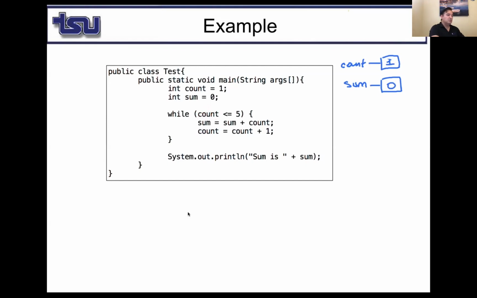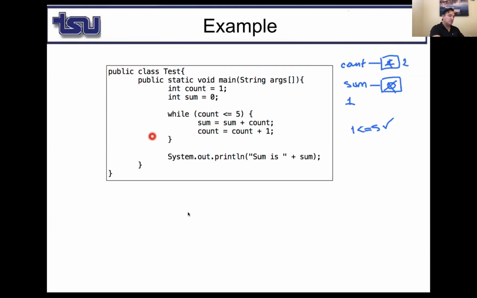Okay, so the first condition is what? Is 1 less than or equal to 5. The condition is satisfied, right? Then I will go inside. Sum becomes sum plus count. In other words, sum becomes 0 plus 1. So sum becomes 1. It's not 0 anymore, it is 1. And count becomes count plus 1. So count is not 1 anymore, it is 2, okay?